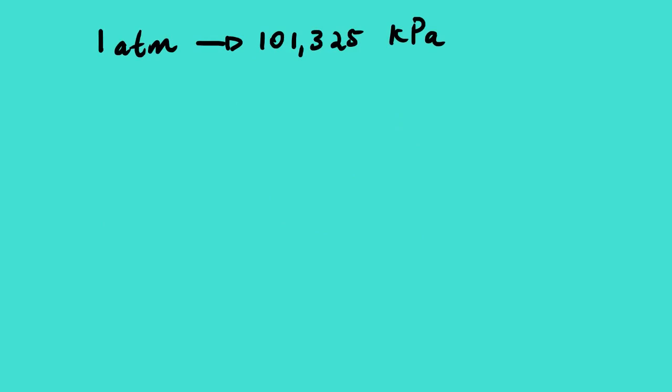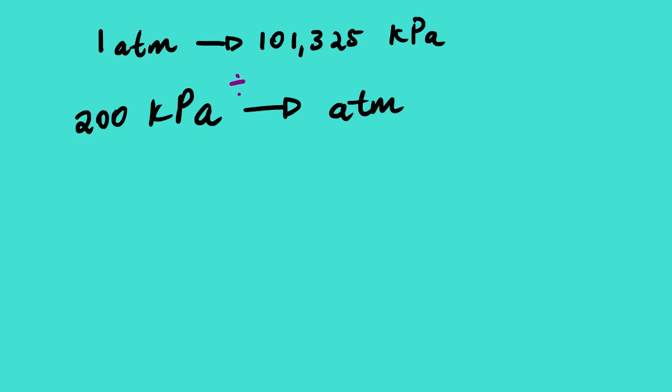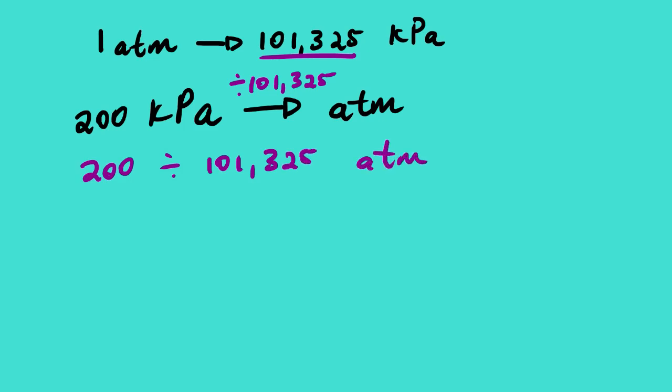Suppose that you are given 200 kilopascals. You want to convert to atm. You should know that when we convert kilopascals to atm, we divide by 101,325. Actually divide by this number. So it will be 200 divided by 101,325 atm. We are going to get 1.974 atm.